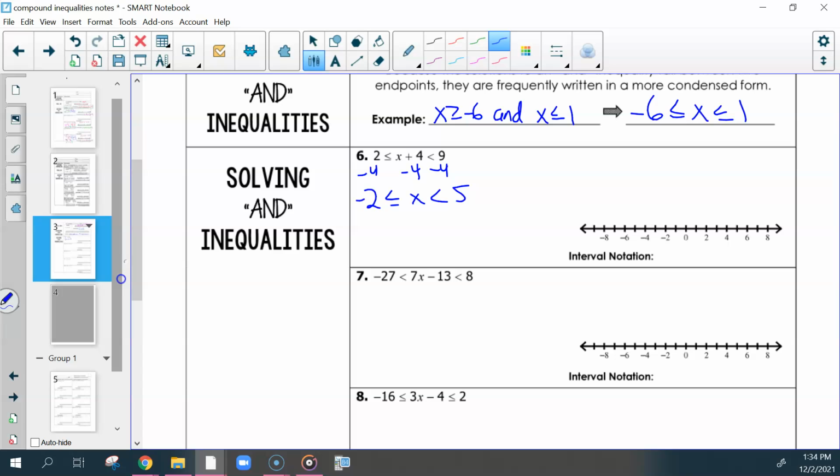So when I graph this, I'm going to start at -2. I'm going to have a closed circle there. Then I'm going to go to 5 and have an open circle there. And I'm going to connect the dots. That would be your final answer. What I need to see is your final answer.